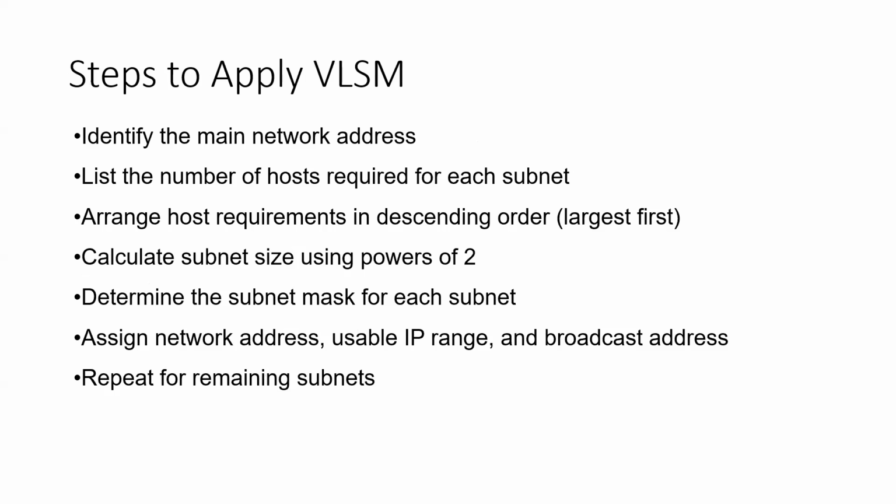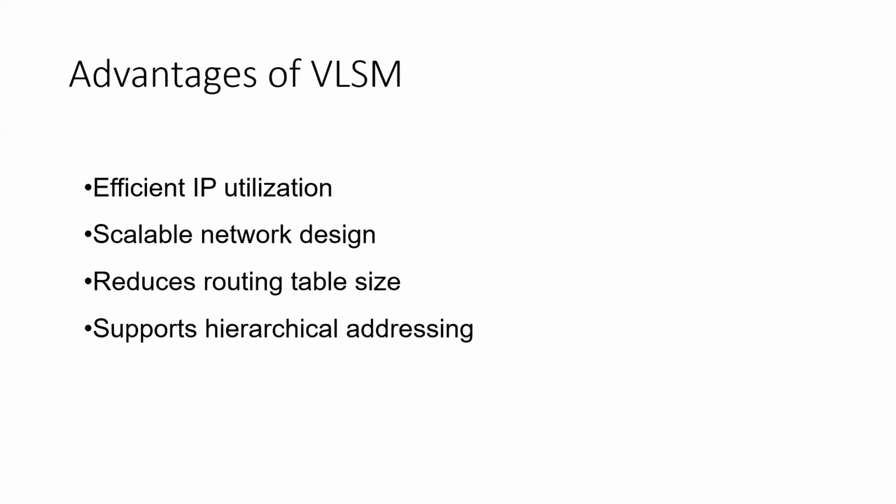These are the steps to apply VLSM. First, identify the main network address. Then list the number of hosts required for each subnet. Then arrange all the host requirements in descending order, that is, largest first, so we focus on the larger subnet first. Then calculate subnet size using powers of 2. Then determine the subnet mask for each subnet. Then assign the network address, usable IP range, and broadcast address. Repeat for the remaining subnets for the given network. The advantages of VLSM are efficient IP utilization, scalable network design, reduced routing table size, and support for hierarchical addressing.